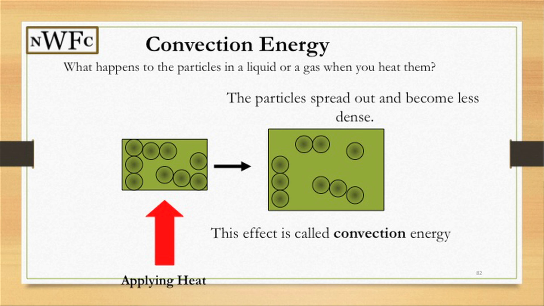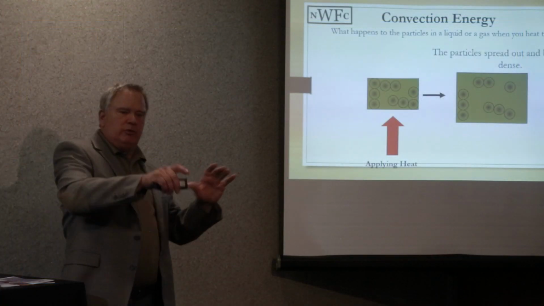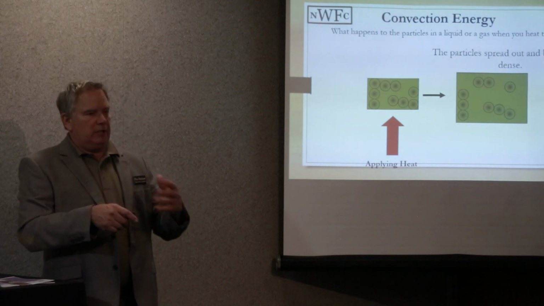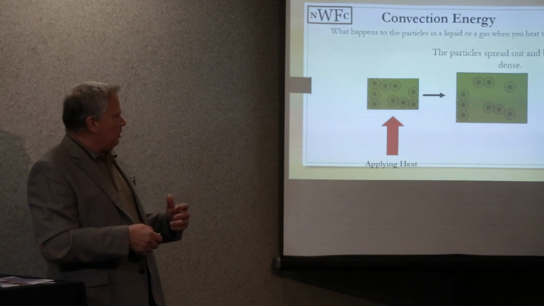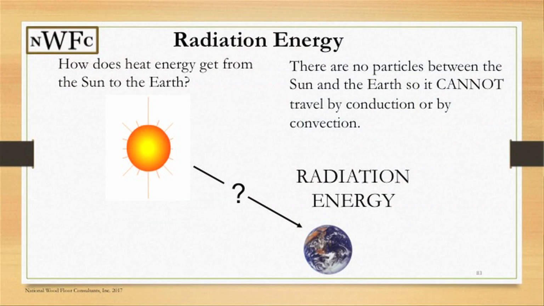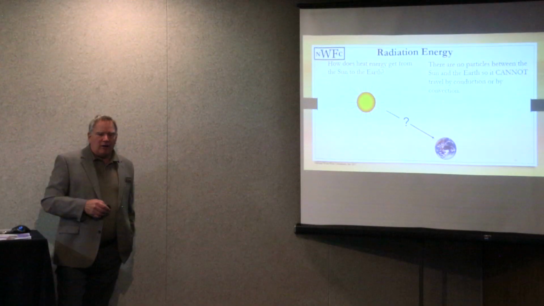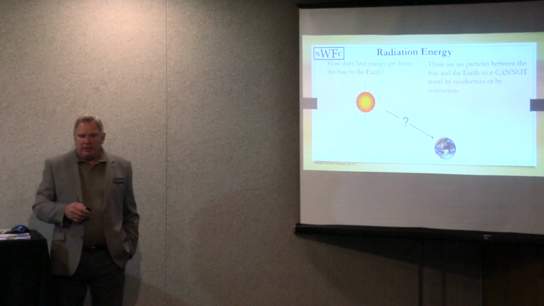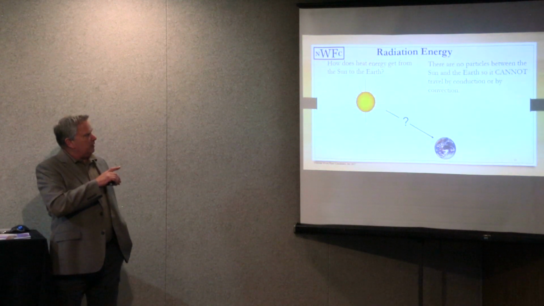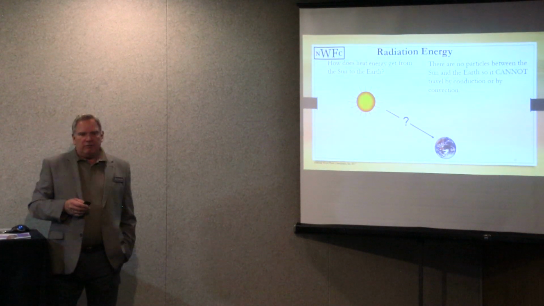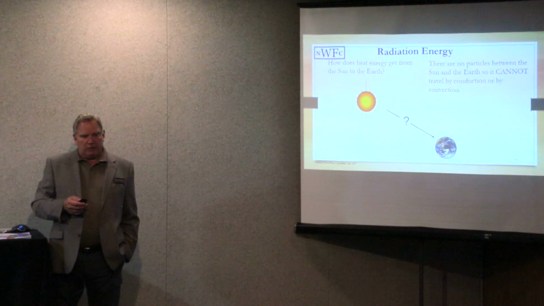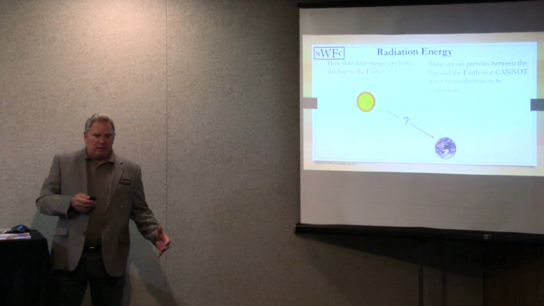Convection energy is when you're dealing with particles of liquid or gas. When you heat them, you can see how by applying heat the particles spread out and become less dense, and they move. That's like when you're boiling water, or moving it. That is your convection energy. Radiant energy, you can see in the heat energy from the sun to the earth, but what's missing? There are no objects, no particles, nothing coming into play. So it cannot travel by conduction or convection, and that's where you get your radiant heat. So we're actually feeling the heat out of your in-floor systems.